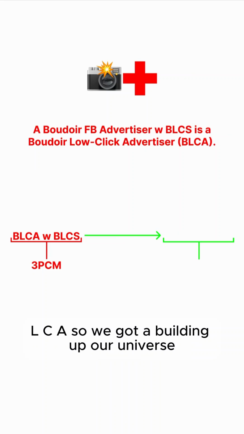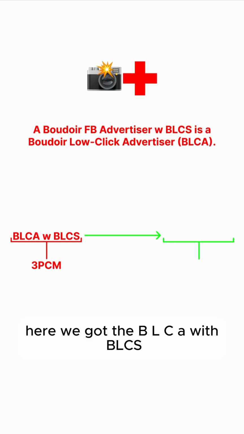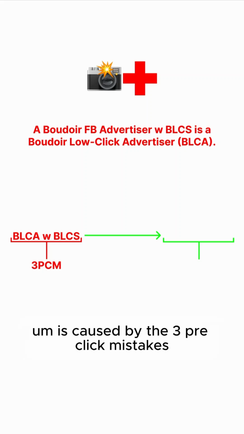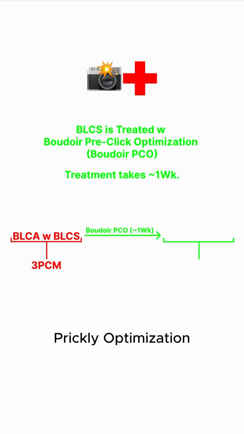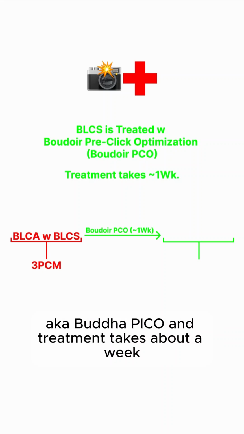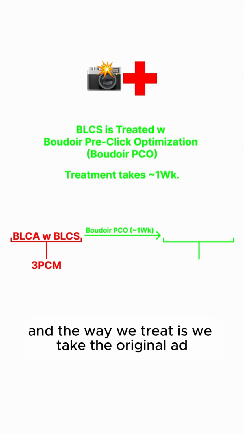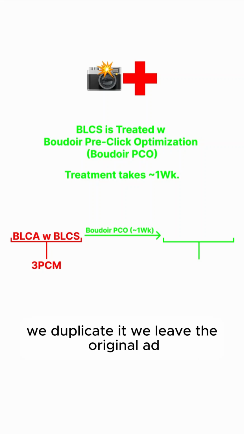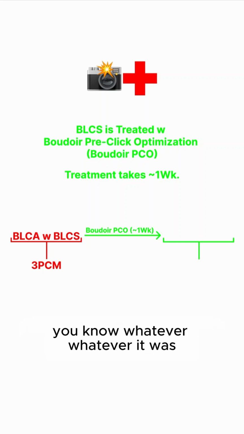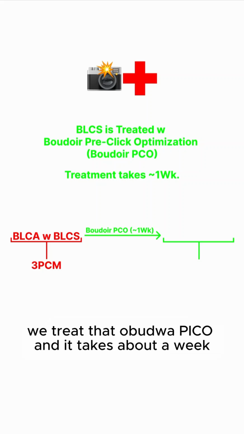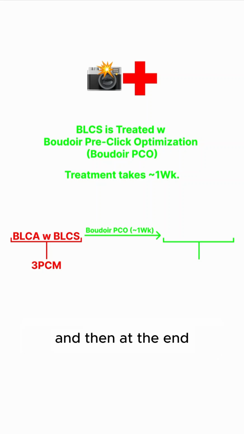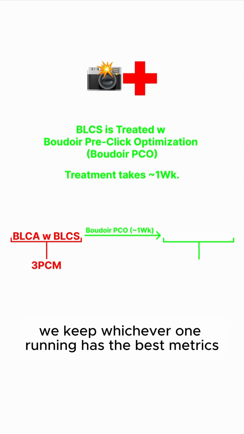So we're building up our universe here. We got the BLCA with BLCS is caused by the 3 pre-click mistakes. Next, we know that BLCS is treated with Boudoir pre-click optimization, aka Boudoir Pico, and treatment takes about a week. And the way we treat is we take the original ad, we duplicate it, we leave the original ad either on or off, whatever it was. And with the duplicated one, we treat that with Boudoir Pico, and it takes about a week. And then at the end, we keep whichever one running has the best metrics.